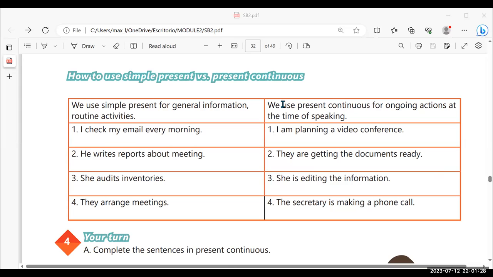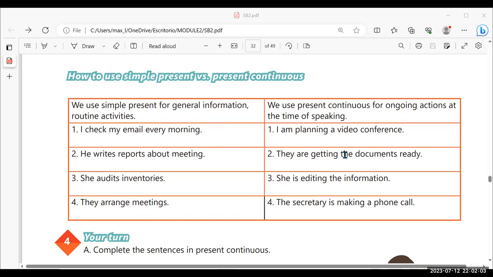Okay, right now I'm going to read this side. We use present continuous for ongoing action at the time of speaking. Example number one, I am planning a video conference. Number two, they are getting the documents ready. Number three, she is editing the information. And number four, the secretary is making a phone call.